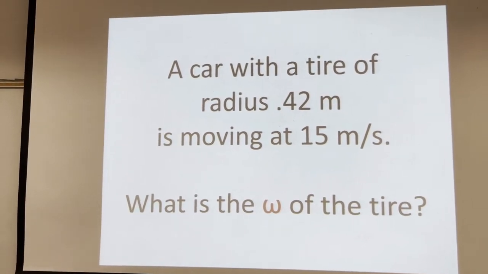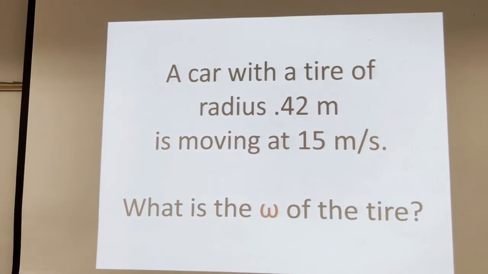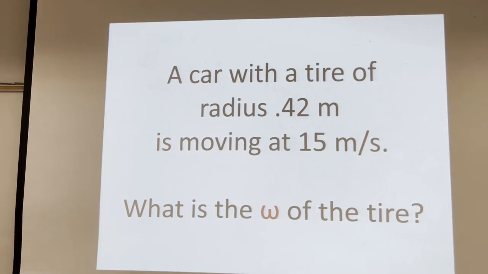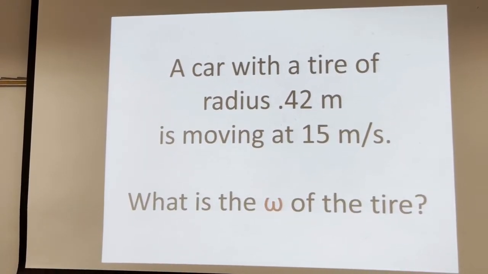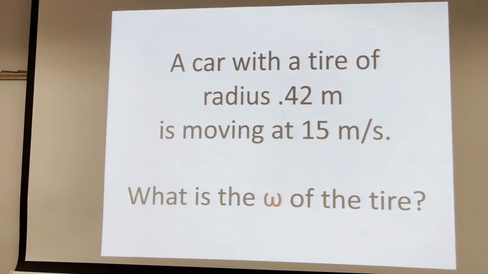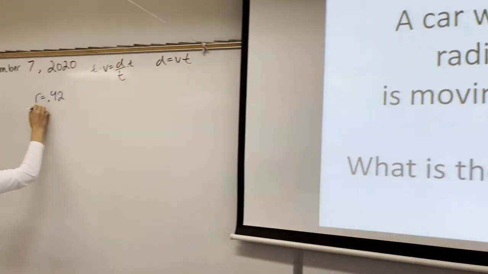What is the angular velocity of the tire? I noticed that we've got a linear speed, 15 meters per second, and we want an angular speed. How do we go from linear to angular?